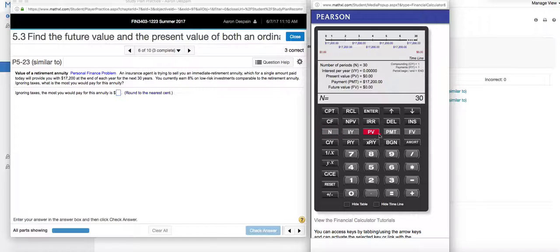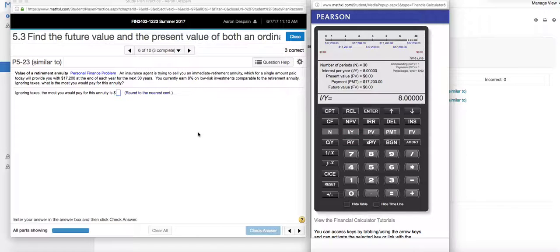And this is, again, just the regular 5-key approach where we've got N, interest rate, present value, payment, and future value. Not all of these items will be used. We don't need to input anything for future value, so we'll ignore that component for now. And what else do we know? We know that we earn 8% with comparable investments, so that is essentially our required rate of return on the annuity. So let's put 8 as our I.